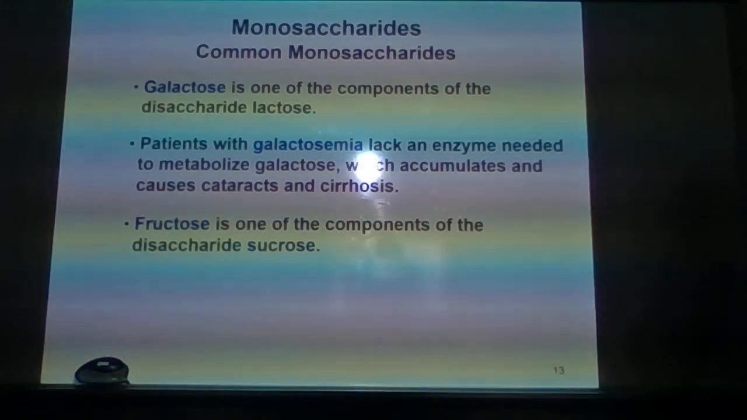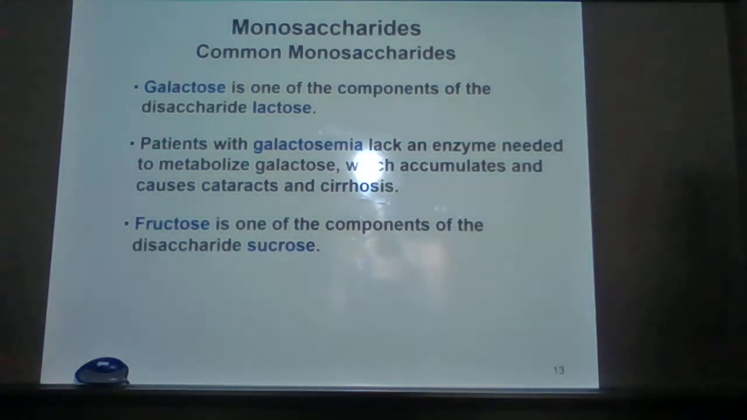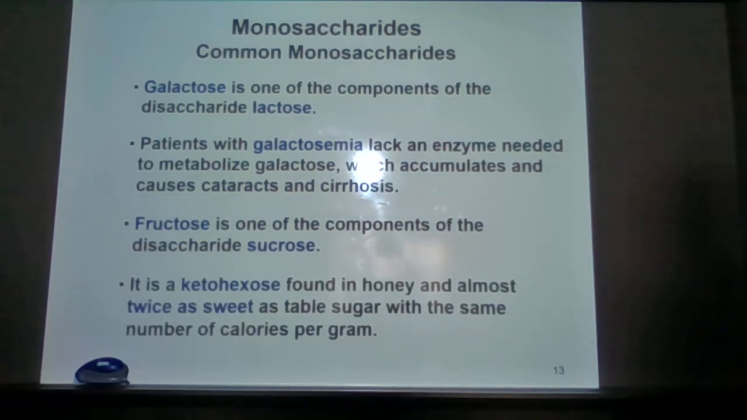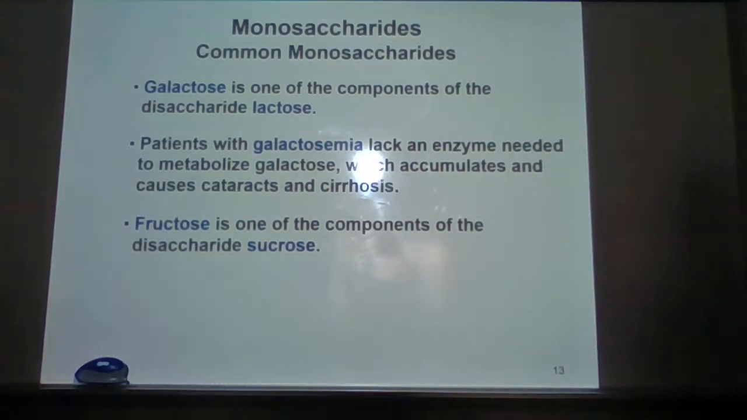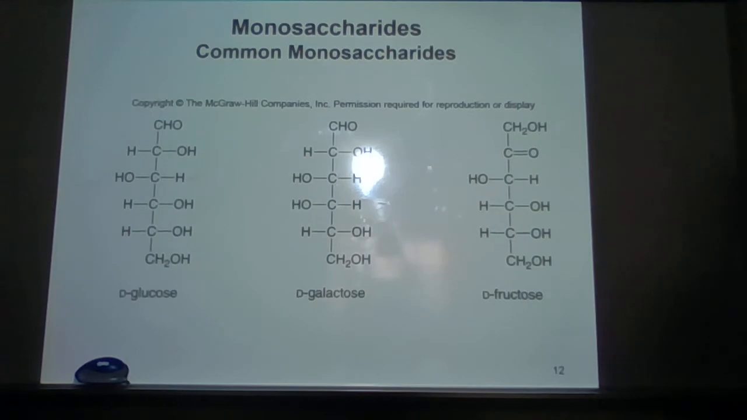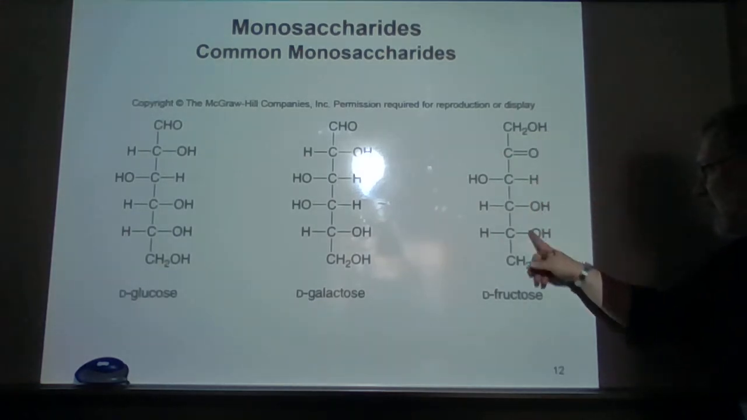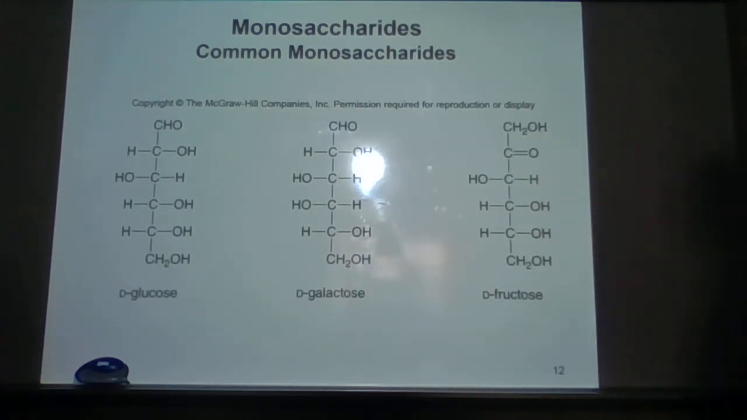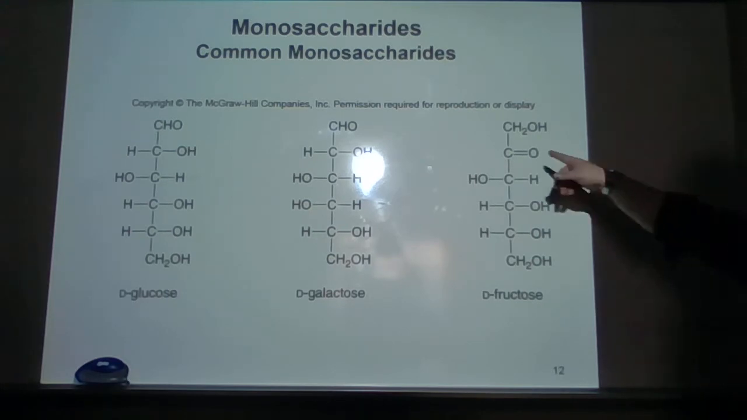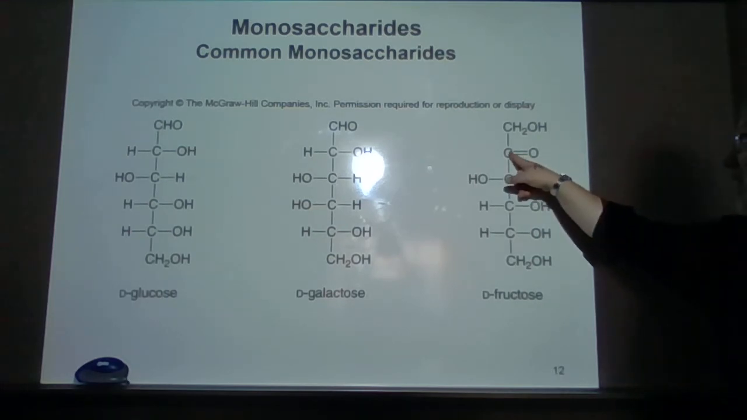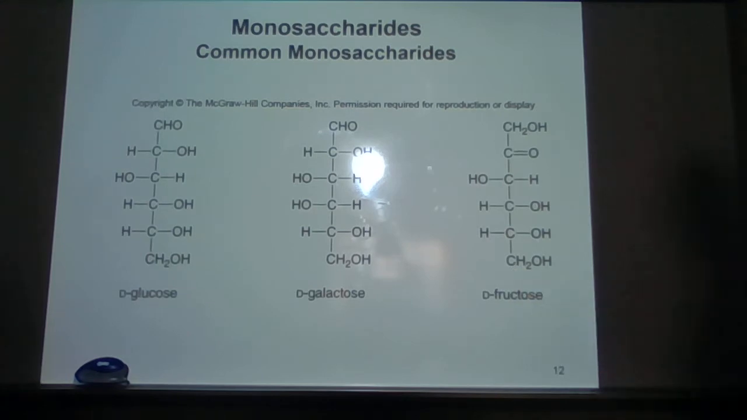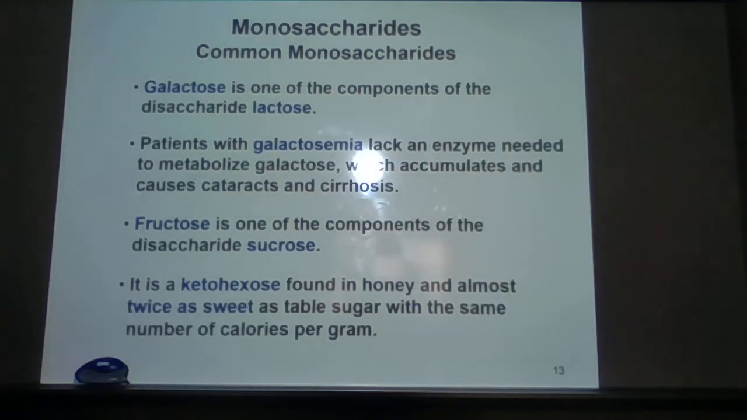Fructose is one of the components of the disaccharide sucrose. It is a ketohexose. So here's fructose right here. This is a ketohexose. Keto, carbonyl on the second carbon, 1, 2, 3, 4, 5, 6, ketohexose. It's found in honey and almost twice as sweet as table sugar with the same number of calories per gram.